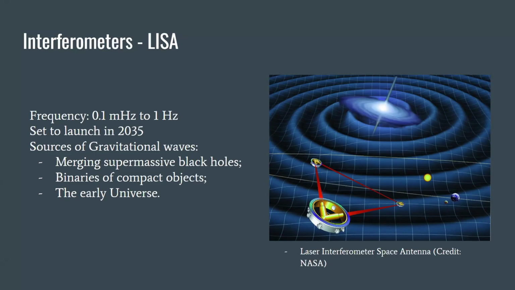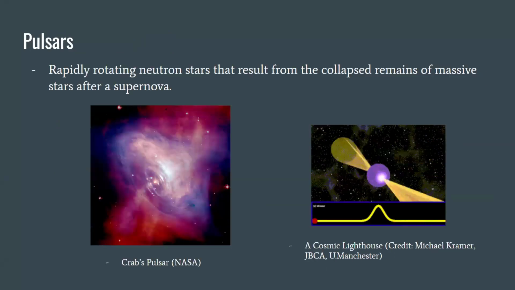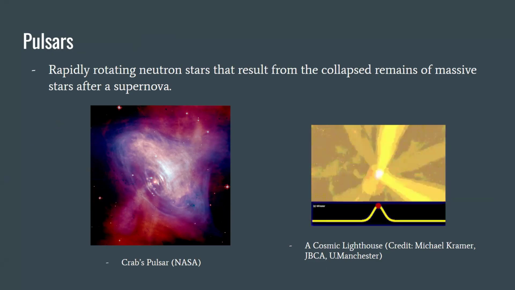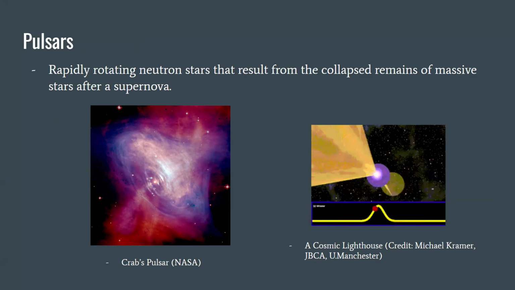But today we are not going to talk about interferometers especially. We are going to talk about another option to measure gravitational waves, which is pulsars. So what is a pulsar? It's a rapidly rotating neutron star that results from the collapsed remains of massive stars after a supernova. Its period is very well known because, as you can see in the animation on the right, it emits a beam of electromagnetic radiation that we can detect here on Earth. So we can measure its period.